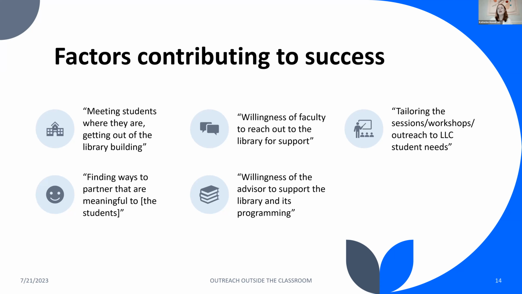Third is tailoring the sessions or workshops or outreach to student needs. So really taking time to understand what students need before offering services or outreach is important. Fourth is finding ways to partner that are meaningful to the students. This is kind of goes along with thinking about student needs, but really thinking about what's going to inspire them or interest them. And lastly, it's the willingness of the advisor to support the library in its programming. So having champions and those that are eager about partnership can be really important.